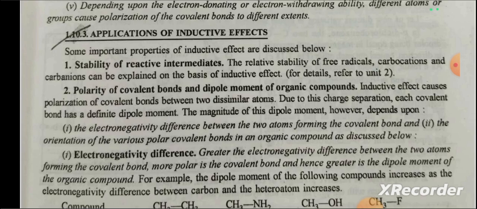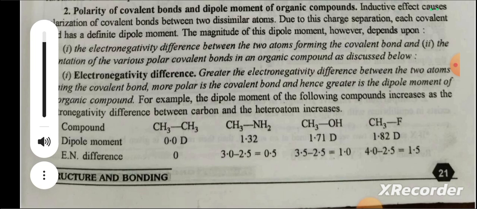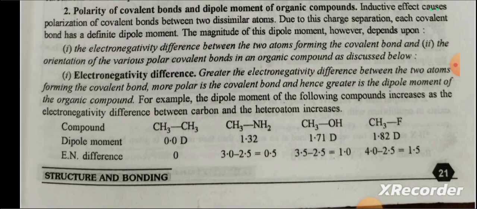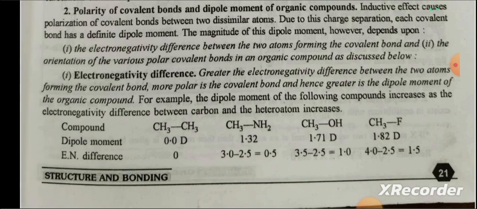Electronegativity difference. The greater the electronegativity difference between the two atoms forming the covalent bond, the more polar is the covalent bond, and hence the greater is the dipole moment of the organic compound. For example, the dipole moment of the molecules increases as the electronegativity difference between the carbon and the heteroatoms increases.